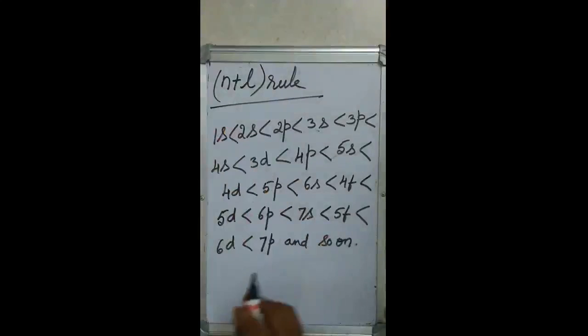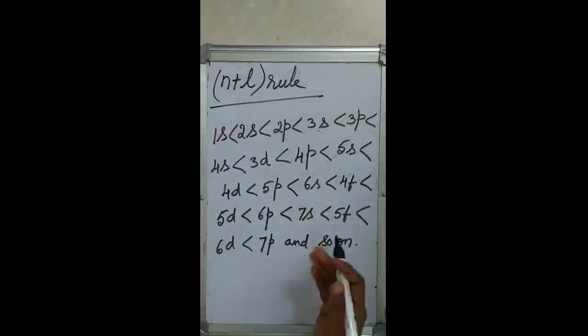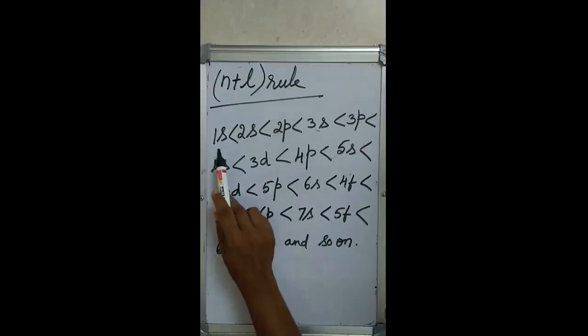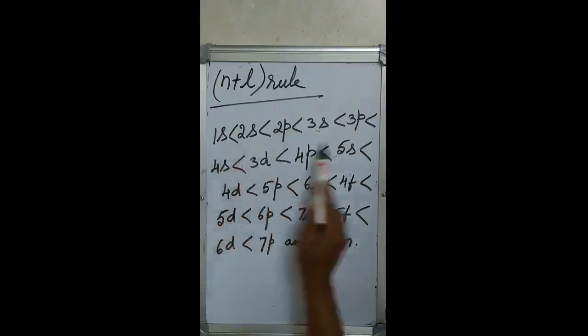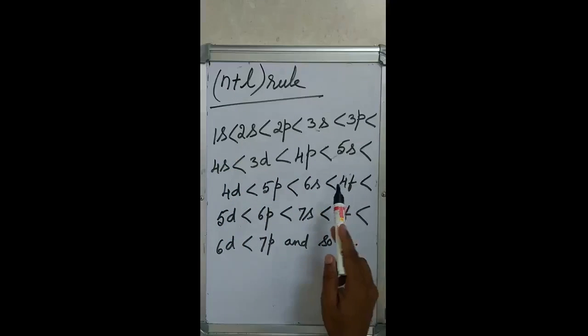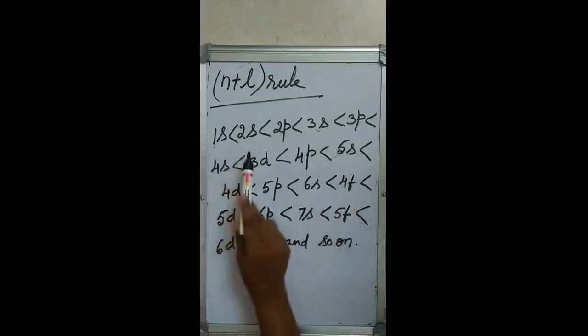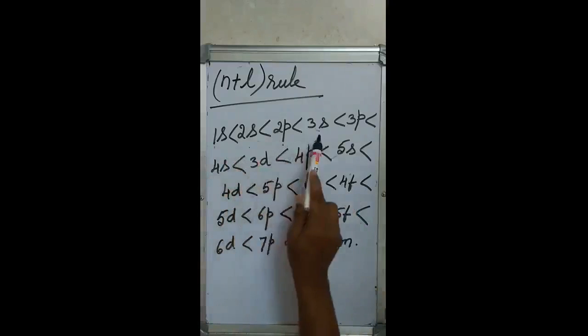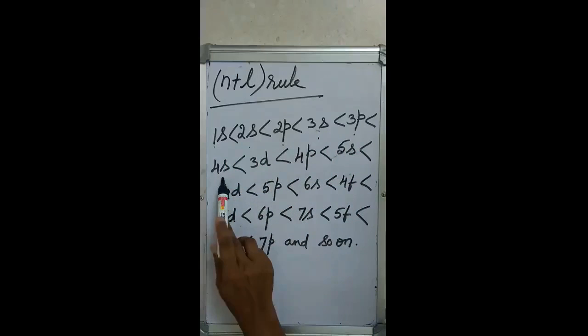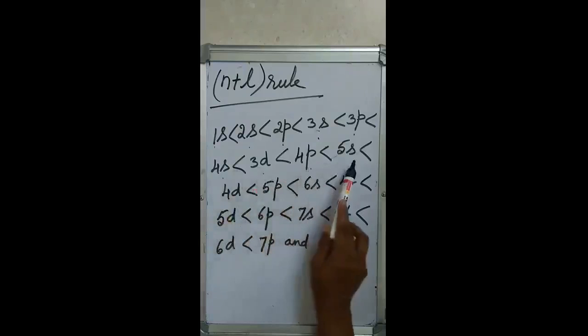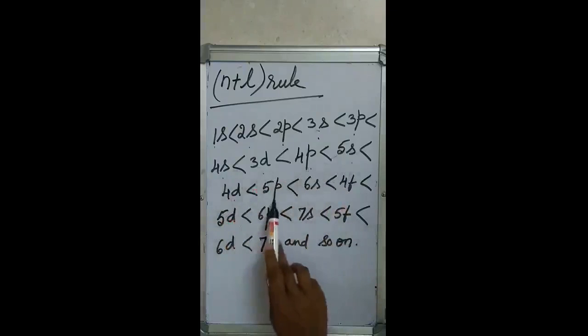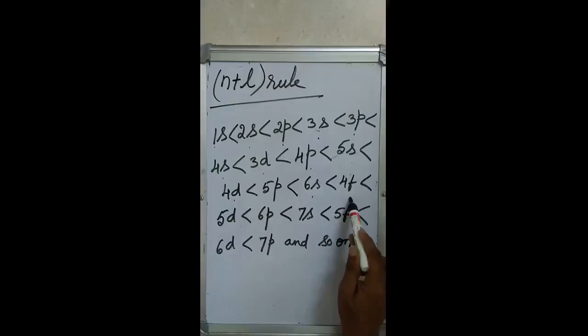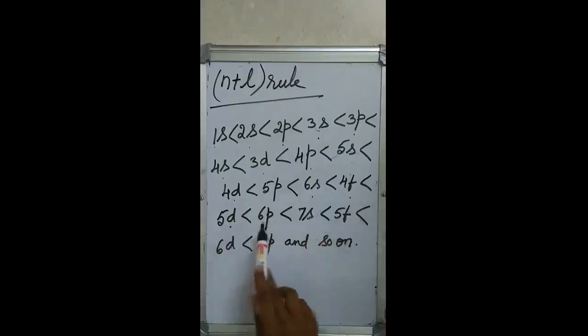Now, next one is the n plus l rule. What is the n plus l rule? Okay. Now here I have written the increasing order of the energy level of the atomic orbitals. Please write it in your notebook. It is helpful. 1s, 2s, 2p, 3s, 3p, 4s, 3d, 4p, 5s, 4d, 5p, 6s, 4f, 5d, 6p, 7s, 5f, 6d, 7p and so on.